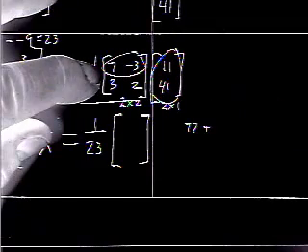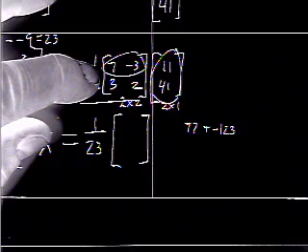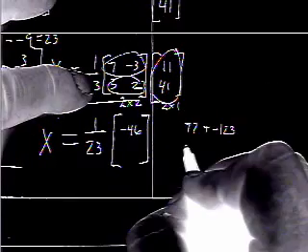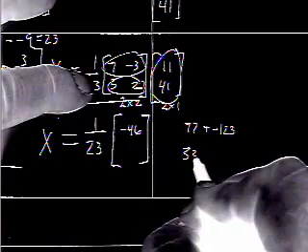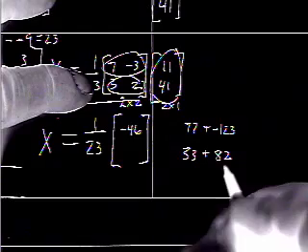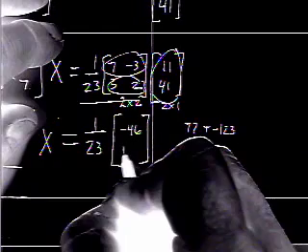7 times 11 is 77, plus negative 3 times 41, negative 123. And 77 minus 123 is negative 46. Row 2 times column 1. 3 times 11 is 33. 2 times 41 is 82. And 33 plus 82 is 115.